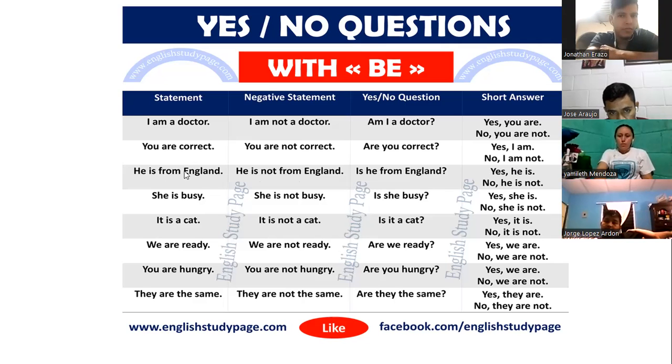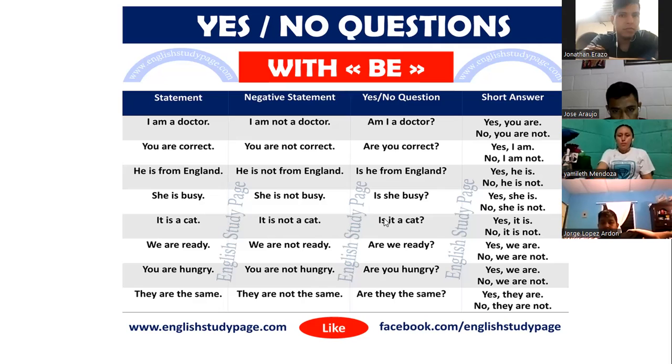Aquí, chicos, estamos viendo cómo hacer una oración, okay? Una oración con el verbo to be. Aquí está afirmativo, positivo. Aquí en negativo, right? Y aquí en modo de pregunta, okay? Y la forma en la que podemos responder, okay? Por ejemplo, is he from England? Podemos responder a esta pregunta, chicos. Yes, he is. Or no, he's not, right?